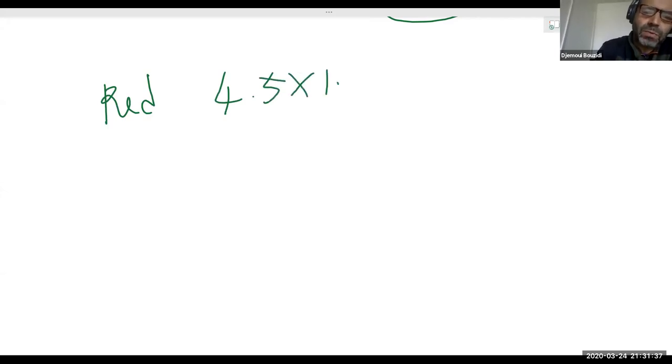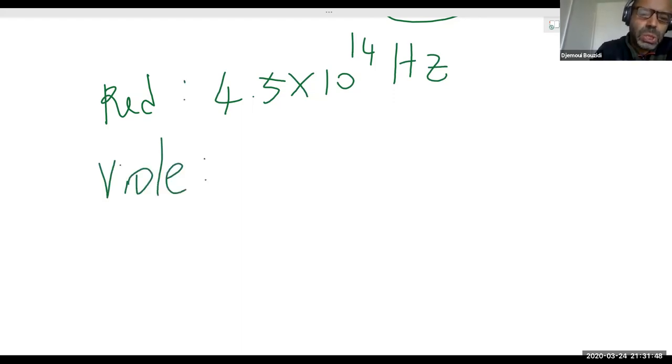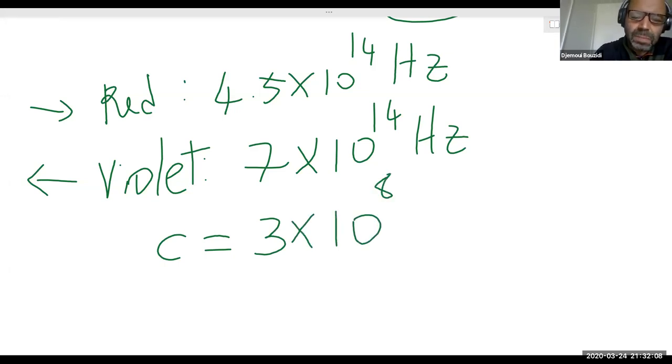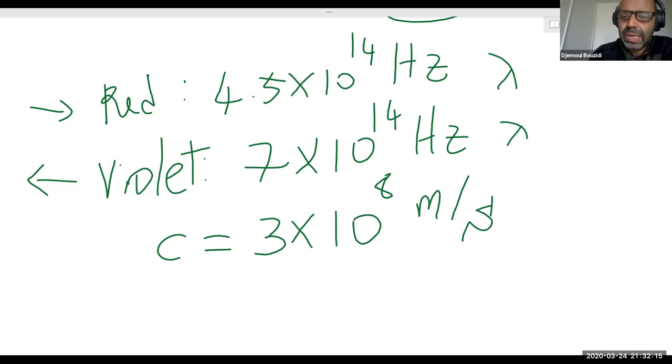Okay, so the frequency for red light was 4.5 times 10 to the power 14, correct? Yes. Okay, the violet, I said, is... this is the least light we can see with our own eyes. This is the highest light we can see with our own eyes. It's 7 times 10 to the power 14 hertz, correct? I'm taking the speed of light, C, to be 300,000 kilometers, or 3 times 10 to the power 8 meters per second. My question is, what is lambda for red, and what is lambda for violet? Remember, C is equal to lambda times F.